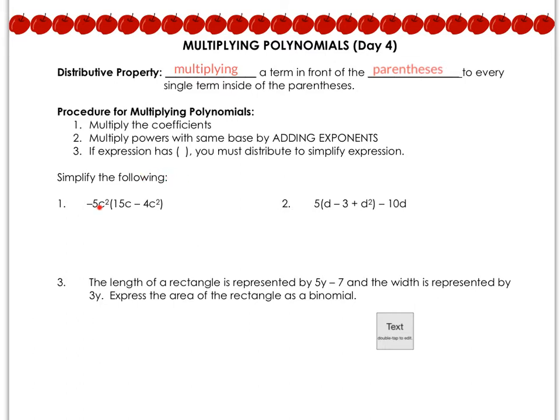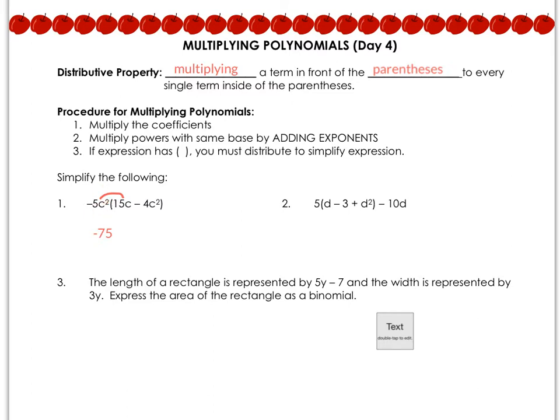So we have this out front, negative 5c squared, being multiplied by this group of things, 5c minus 4c squared. Well, because it's being multiplied to the group, we have to make sure that we distribute and multiply what's outside by everything inside. So start by multiplying it by the first thing. So negative 5 times 15 gives us negative 75. So I'll write that down. Then we do this next part.